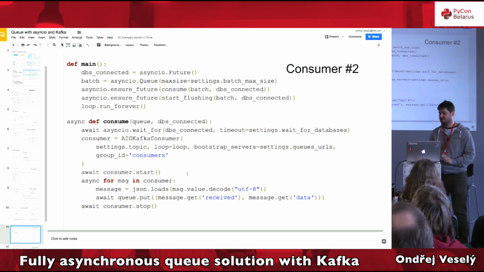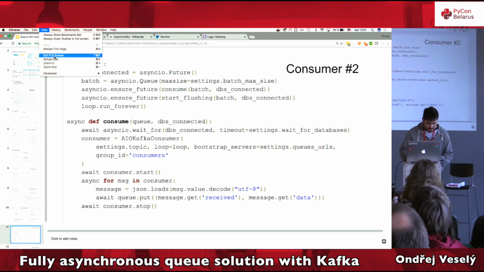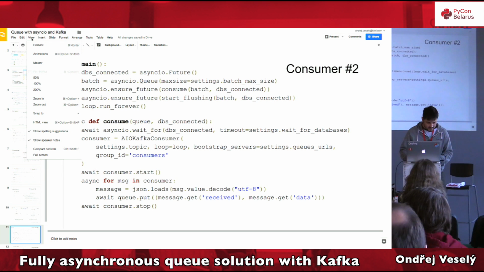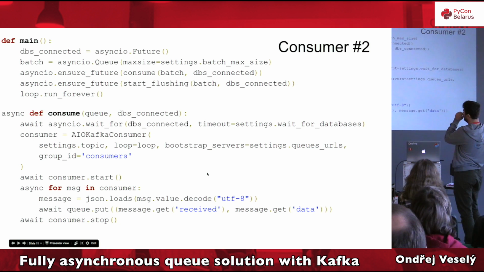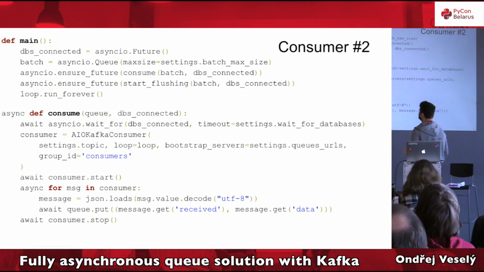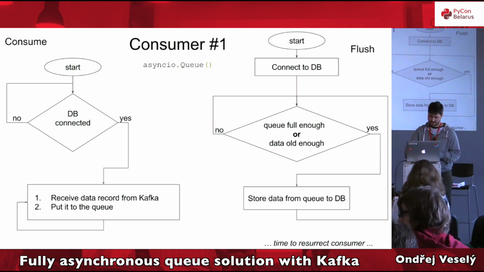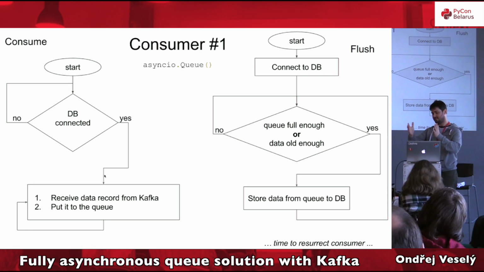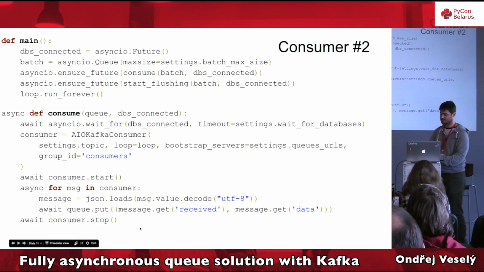So this is the second slide about the consumer, and I'll make it bigger. So this is the left part of the graph. It's consuming, getting data from Kafka, and once we have consumed enough data, we will flush it into the database, right? So this is about consuming.